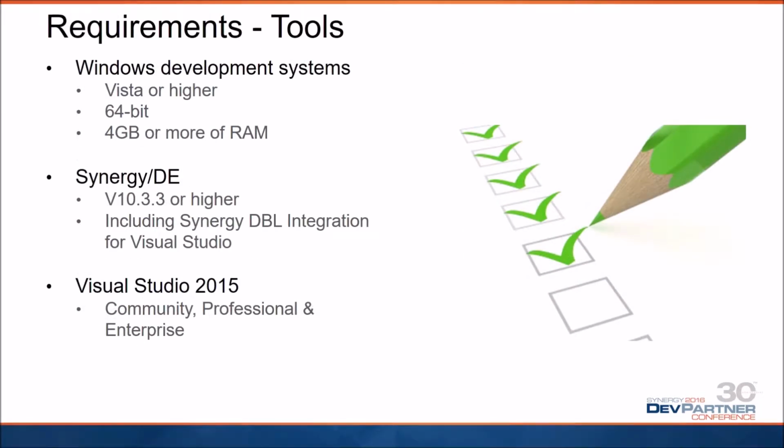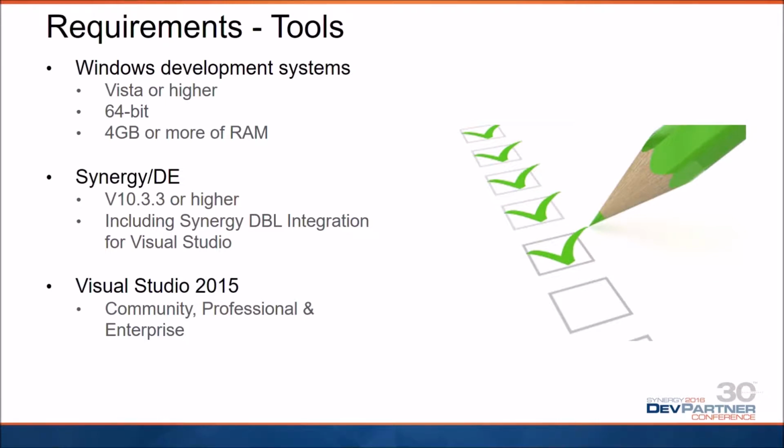Okay, let's talk about requirements. What do you need to get into this environment? Everything you need is on the virtual machine, but if you want to try this when you go back to your own office on your own machines, then basically you need an appropriate Windows development system. Windows Vista or higher is what Synergy supports these days. It really needs to be a 64-bit environment. If you're doing Visual Studio type development, you really need a 64-bit OS with at least 4 gigabytes of memory.